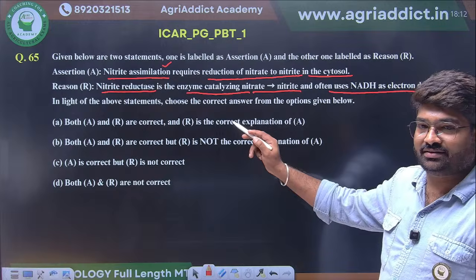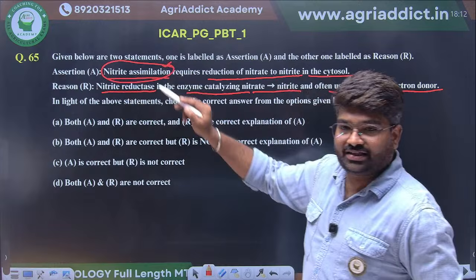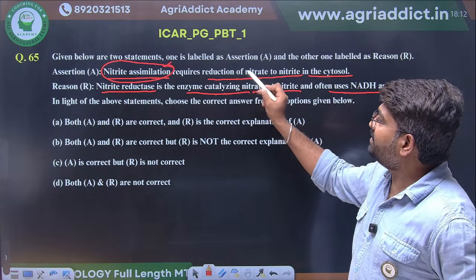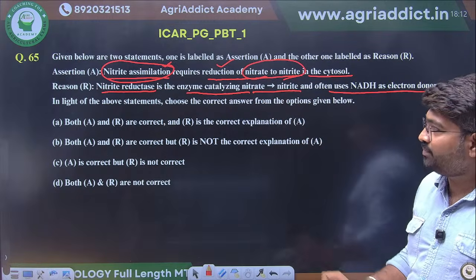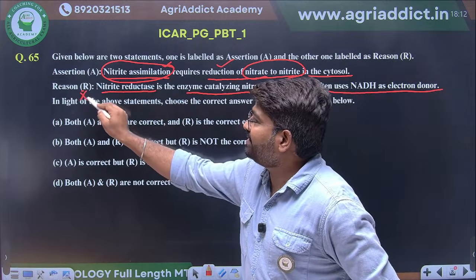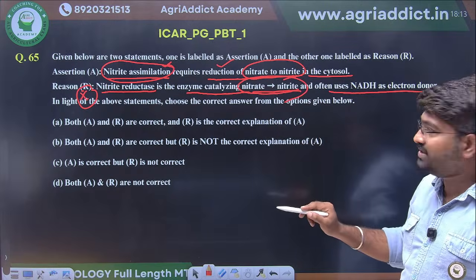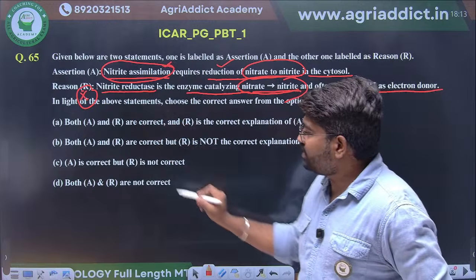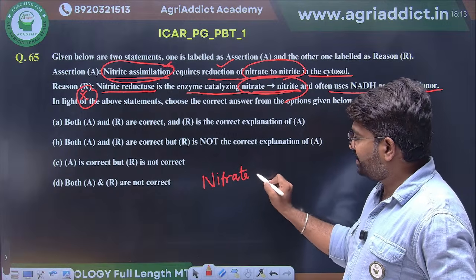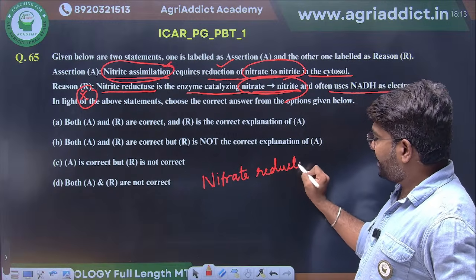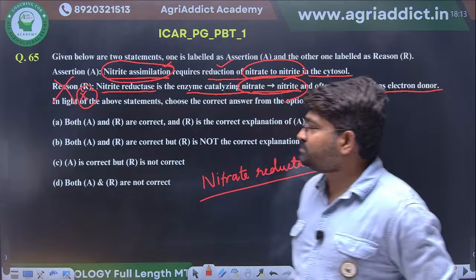First statement is, see here, this is correct. Nitrate assimilation involves the conversion of nitrate to nitrite. But if they are saying nitrite reductase is an enzyme catalyzing conversion of nitrate to nitrite, this is wrong. Correct? What is that enzyme name? That is nitrate reductase. So this reason is wrong, but assertion is correct.